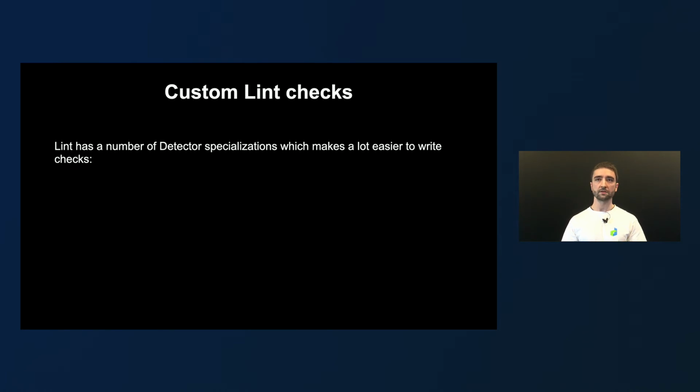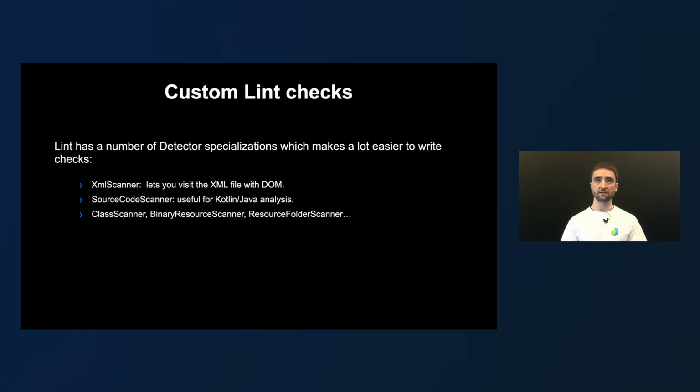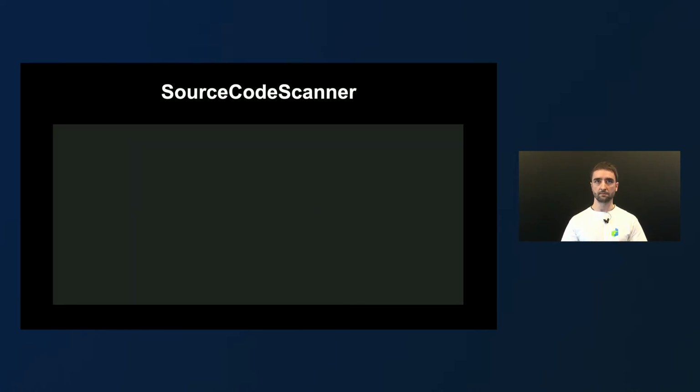Lint has a number of detector specializations, which makes it a lot easier to write checks. By using these interfaces, Lint can be more efficient because it can map what to do with each node in one pass of the syntactic tree. XML Scanner lets you visit the XML file with DOM. Source Code Scanner is useful for Kotlin and Java analysis. And there are other useful scanners depending on your needs. So we're going to use a source code scanner since we're going to analyze Kotlin code.